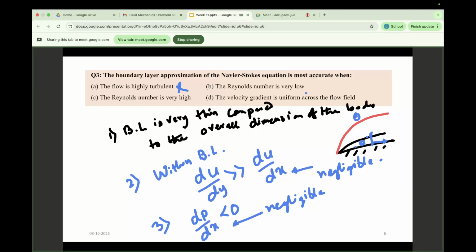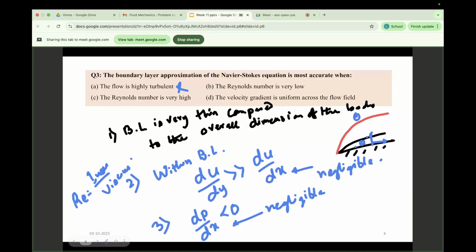If the Reynolds number is low, what does that indicate? Reynolds number means, as I have said, inertia by viscous. So if the Reynolds number is low, I can say that the viscous term is quite large. In that case, what will happen? If the viscosity is more, as I said in the previous one, the boundary layer will be more.